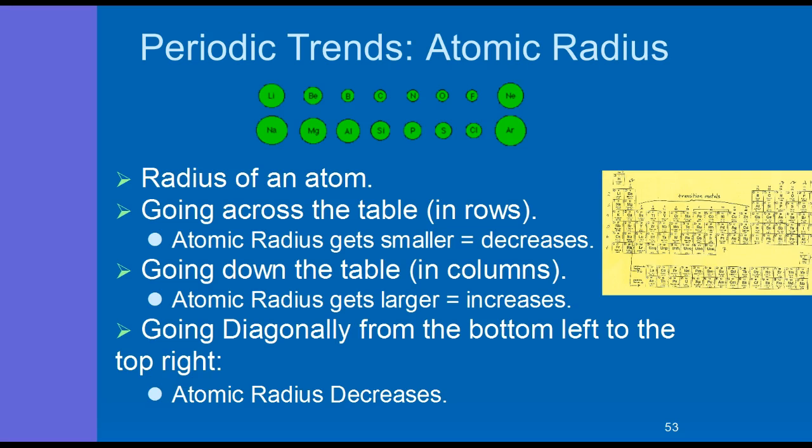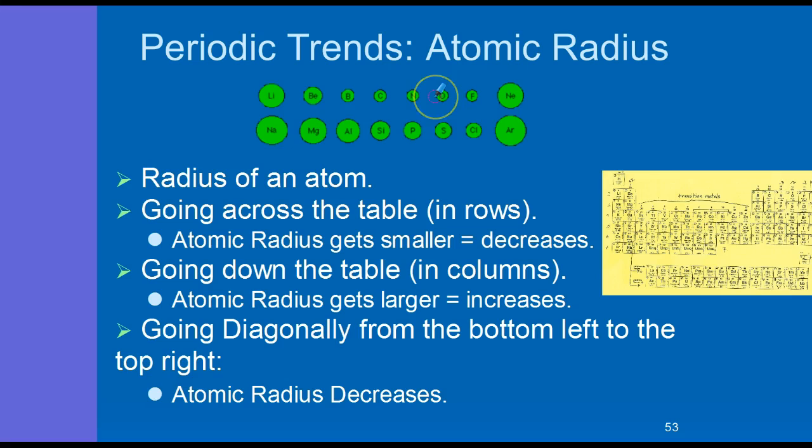So periodic trends, we talk about atomic radius, and atomic radius is the radius of an atom. As we go across the periodic table in a particular row, for example, just the top row, you can't skip rows here, the atomic radius gets smaller or it decreases. So if we look at this one, here it was lithium all the way across, and we ignore the noble gases. As you go across, it gets smaller. Totally weird.